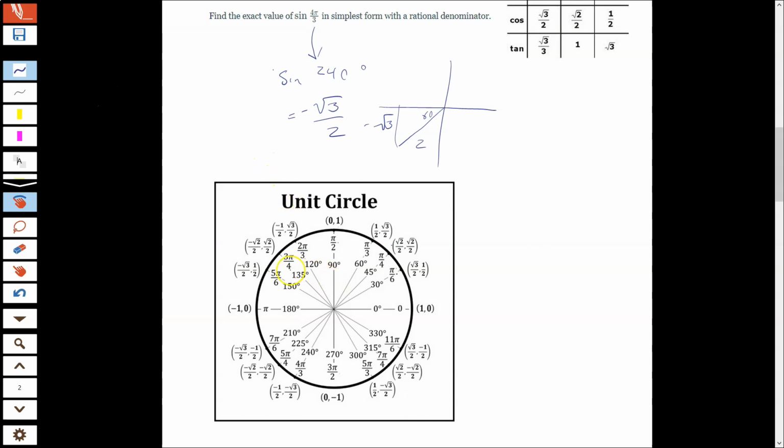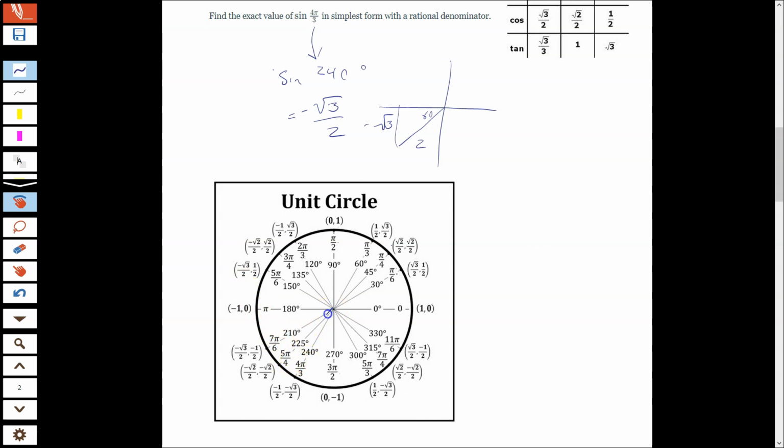And by the way, your calculator will not spit out negative root 2 over 2 for you when you type these in. So you need to be able to use this to get these exact answers. So the way you use this, it's pretty straightforward. I'm going to come around the unit circle to my angle. And remember it was 4 pi over 3.